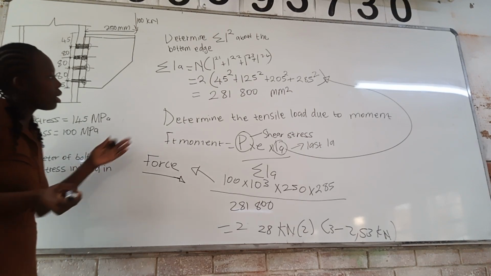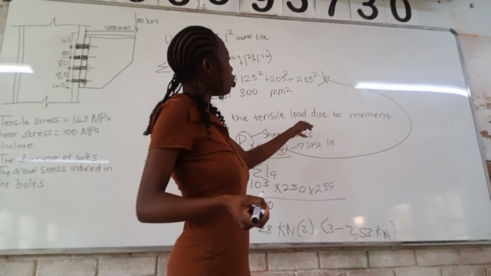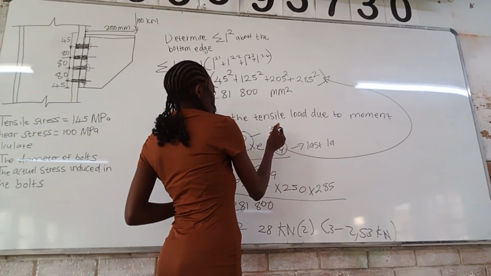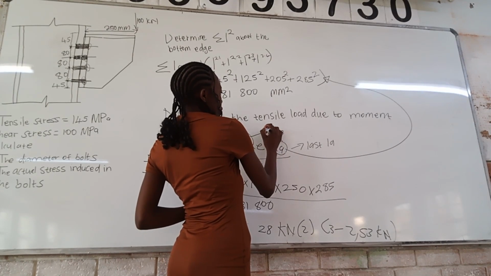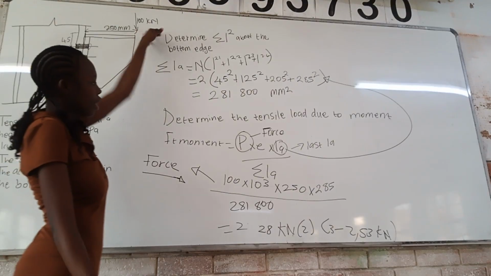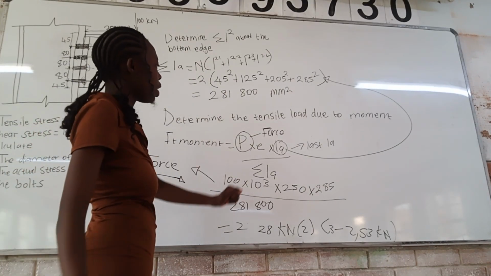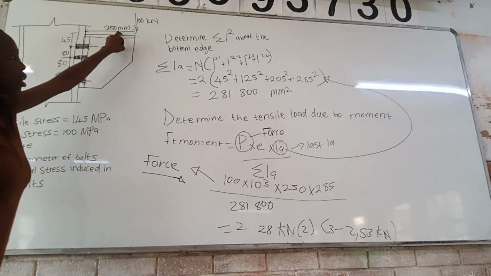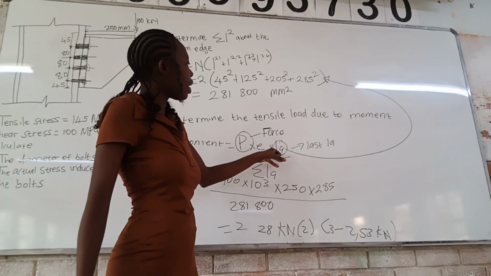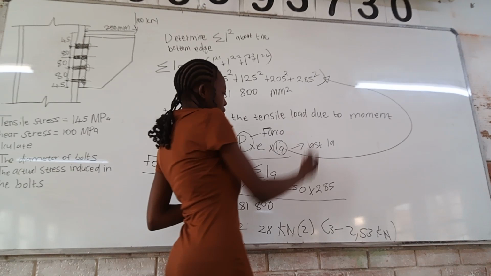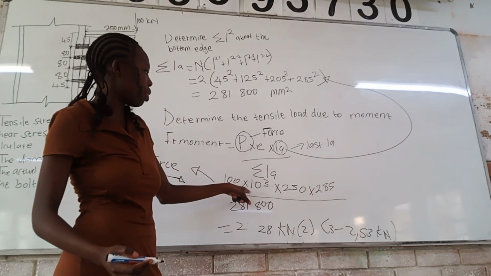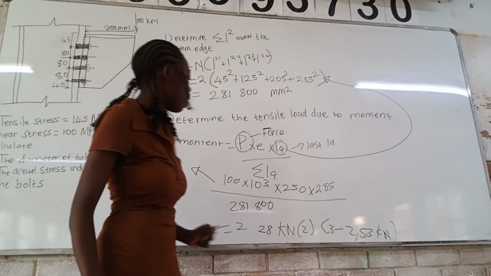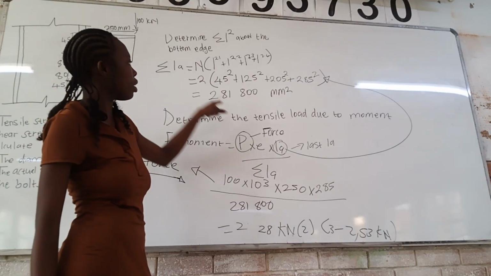The second thing we need to calculate is the tensile load due to moment. So this is the formula. F moment is equal to P times e times L over the sum of L squared. P is for the force, and we are given our force in kilonewtons, so we multiply by 10 to the power of 3. E is the distance from the center to where the load is, so we substitute 250. L, you substitute the last L, which is 285. So we have a force of 100 times 10 to the power of 3, E which is 250, L which is 285, and then we divide by the sum of L squared.